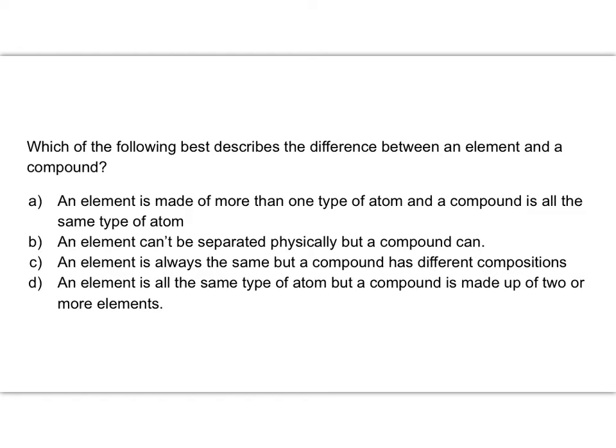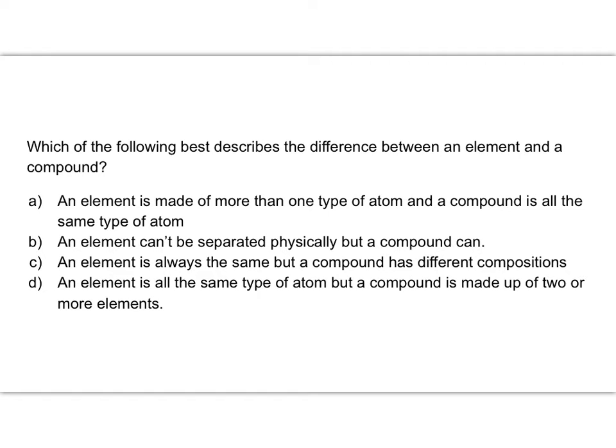Well, the first one is actually kind of the reverse. Elements are not made up of more than one type of atom. They're all the same, and compounds are all made of different elements. All right? Elements cannot be separated physically, and actually neither can compounds. And elements are always the same, but compounds always have the same composition. That's what makes them a compound.